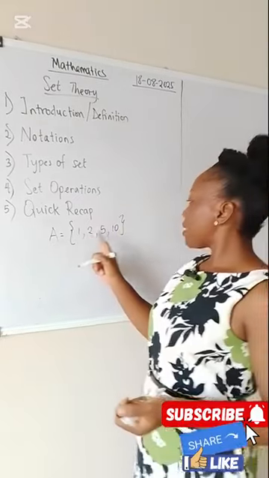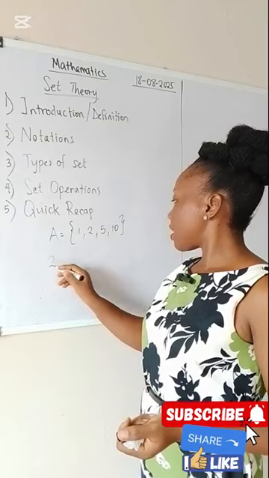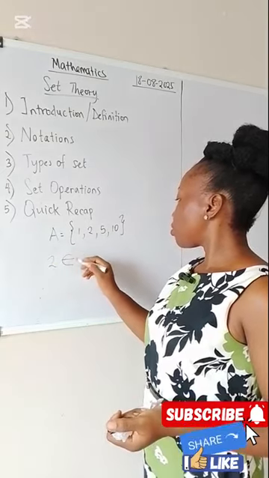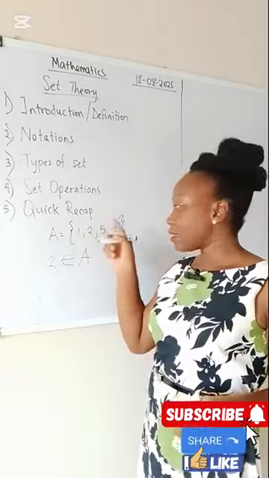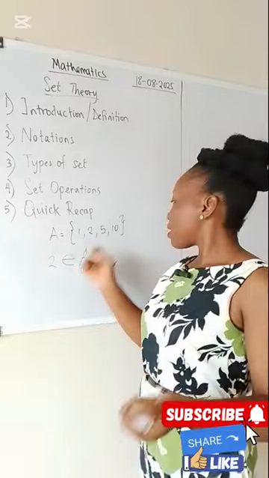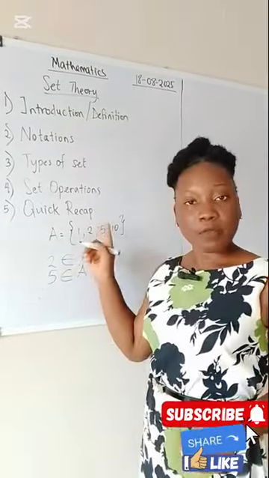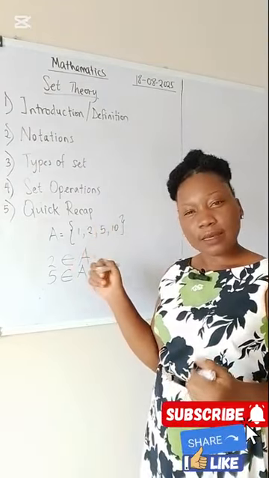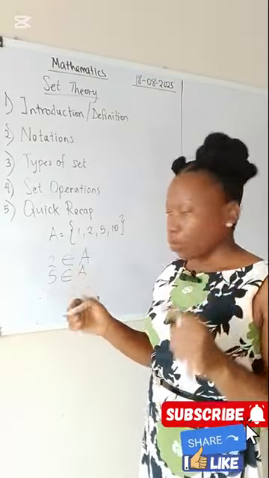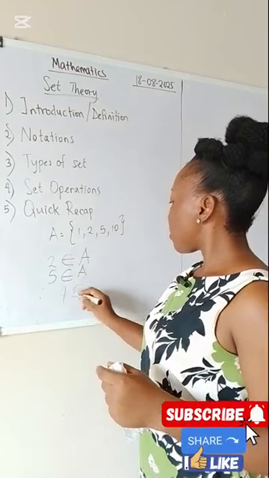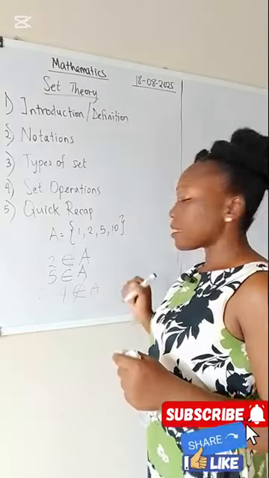So we can say that 2 is an element of A. We denote this using this symbol. 2 is an element, which means 2 is contained in the set A. Or we can say 5 is an element of A, so 5 is a member of the set A. But what is not here is 4. So if you're asked, is 4 a member of set A? You say no, 4 is not a member. This is how you denote not a member. 4 is not a member of set A.